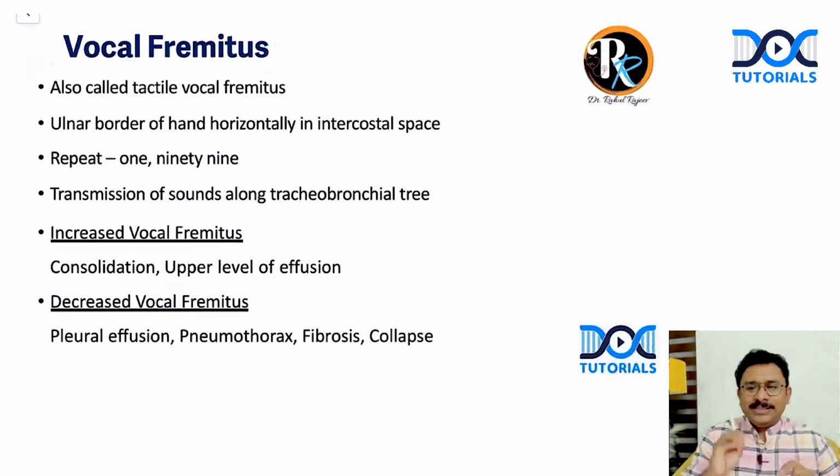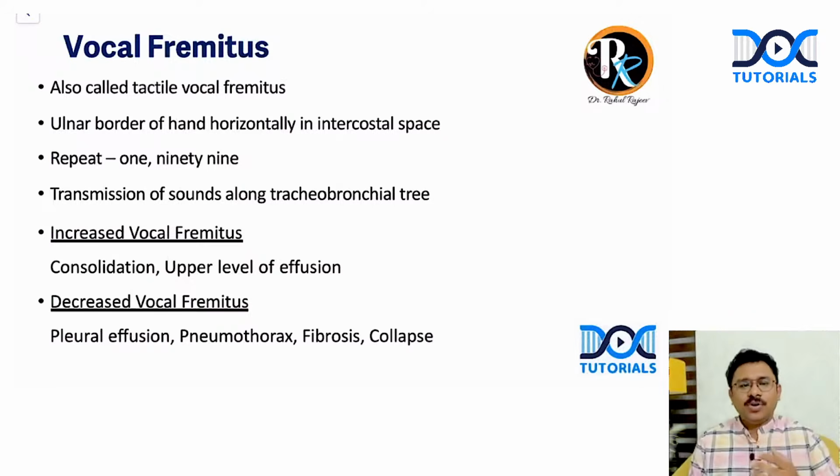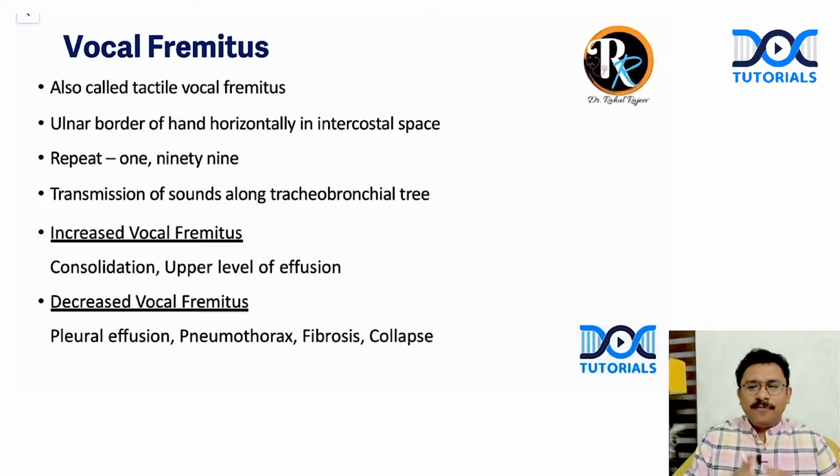So for vocal fremitus, the examiner will ask you, show me how to demonstrate vocal fremitus. Remember, vocal fremitus is sometimes also referred to as tactile vocal fremitus. The examiner will look at how you are demonstrating it. It is using the ulnar border of the hand, placed horizontally in the intercostal space. You ask the patient to repeat either 1-1 or 99-99. So basically what is being checked is that when you use this sound from the vocal cord, there is transmission of the sound along the tracheobronchial tree.